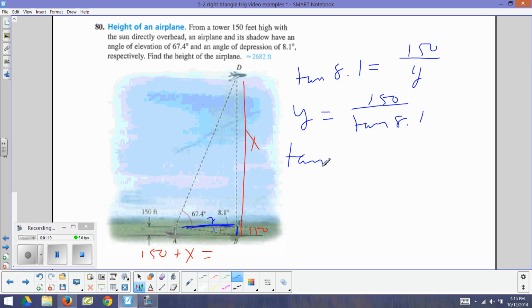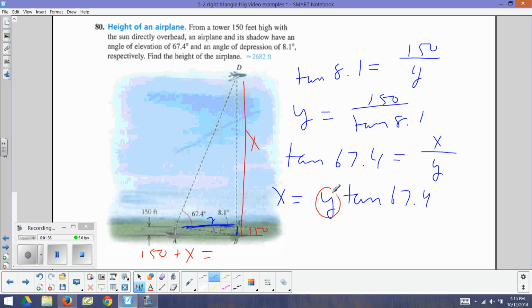Let me write what I know about that. The tangent of 67.4 is equal to my opposite side over my adjacent side, and x is equal to y times the tangent of 67.4. Now I have a y there and a y there. Plug it into your calculator. Pick up your calculator and take 150 divided by the tangent of 8.1 and multiply that by the tangent of 67.4.